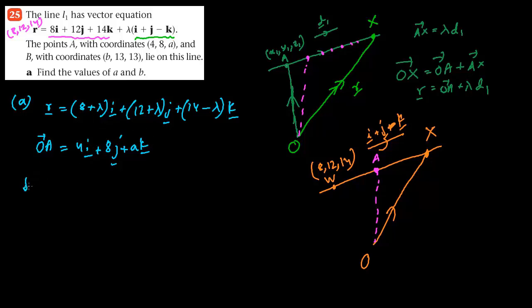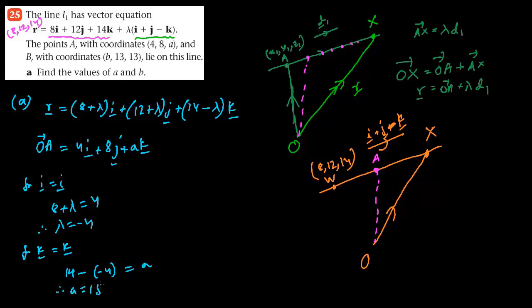For i equals i, we can write 8 plus lambda equals 4, therefore lambda equals minus 4. Done. We can also do the same with j equals j: 12 plus lambda equals 8, therefore lambda equals minus 4. But we know that lambda is already minus 4, and we want to find the value of the constant a. So now we can do k equals k. So this is going to be 14 minus lambda, and we already know lambda is minus 4, and this equals a. So a would be equal to 18, therefore a equals 18.